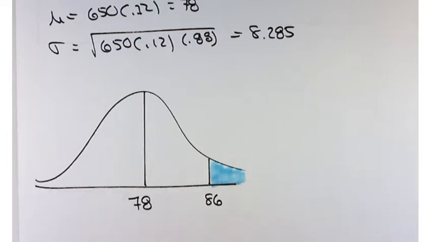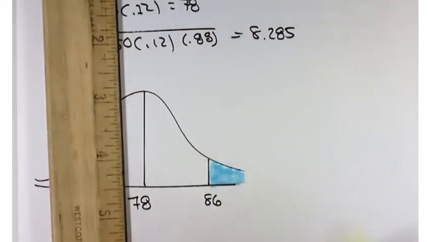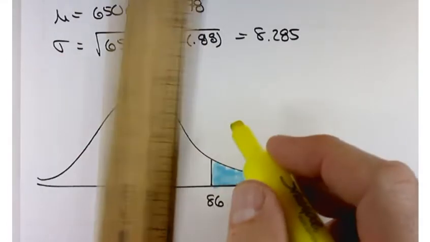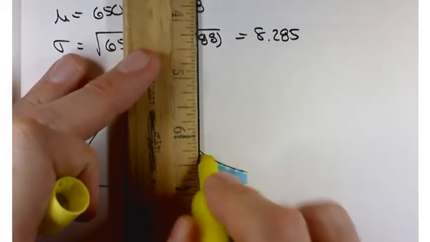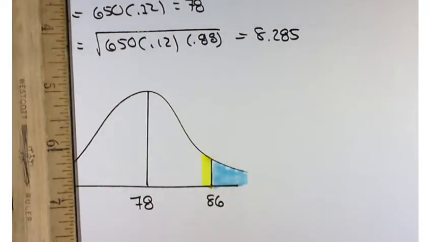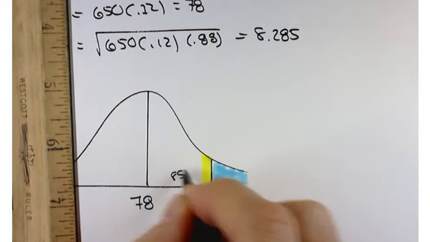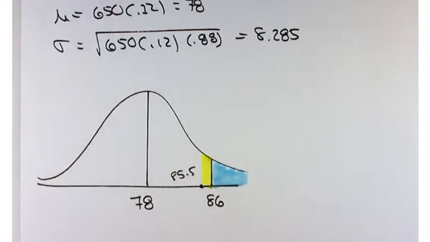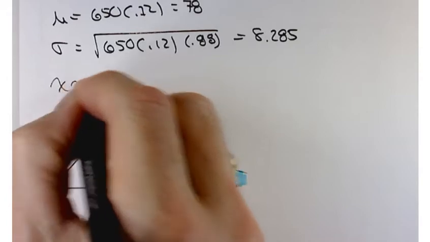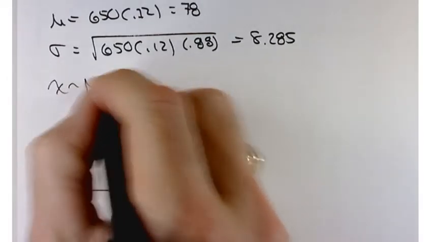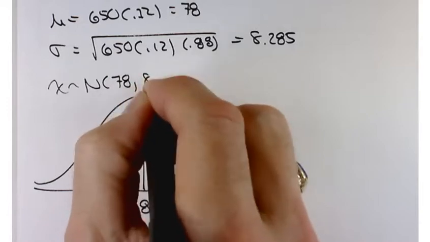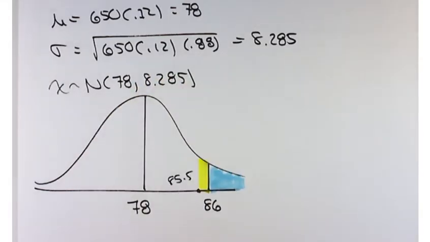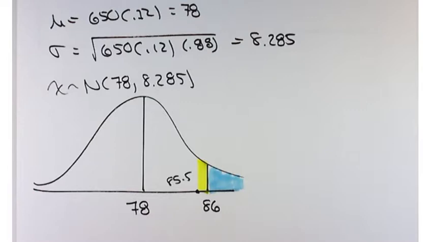I'm not yet done. What else do I need to do before I start calculating probabilities? Good. Need to make this bigger by a half. So let's do that. All right, so 85.5, and we're going to use this distribution, normally distributed with a mean of 78 and a standard deviation of 8.285. So go through that one and try and calculate that probability.